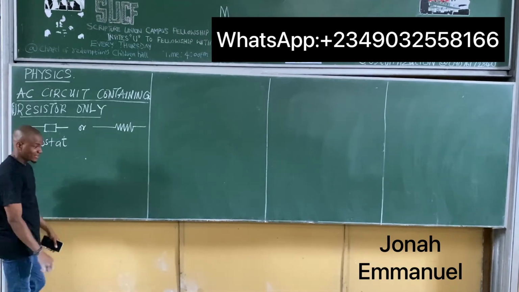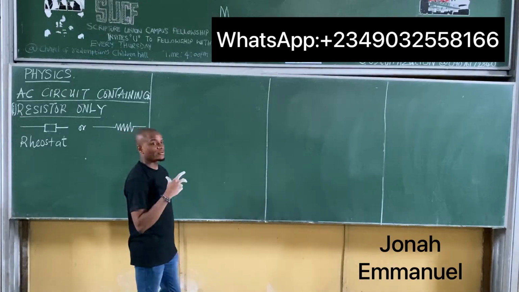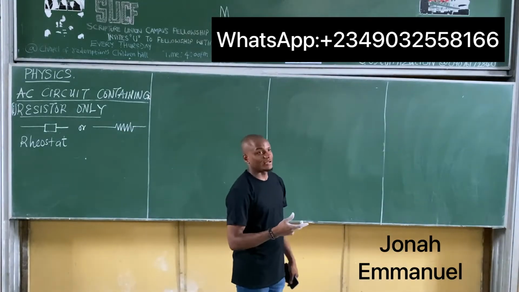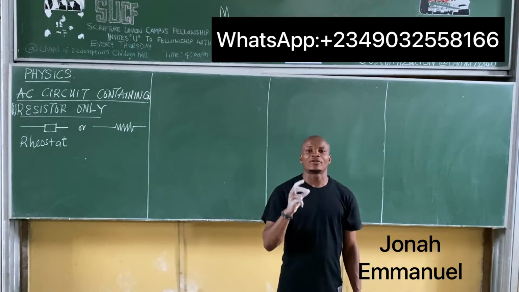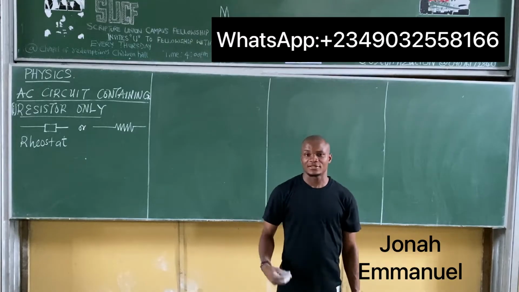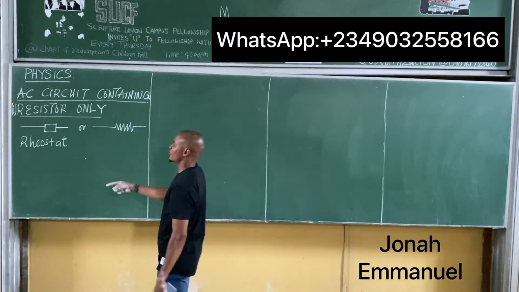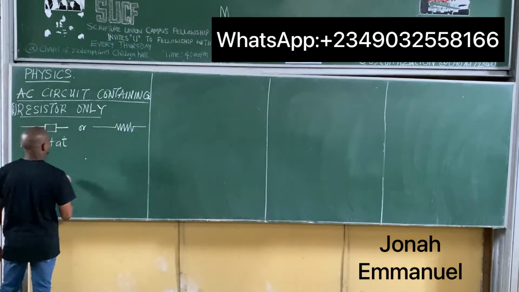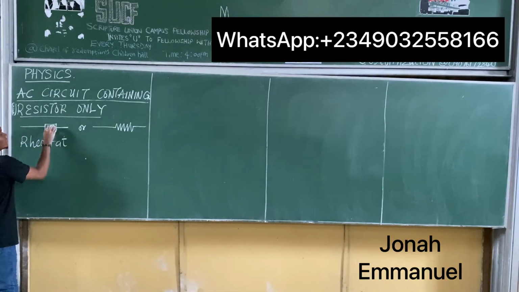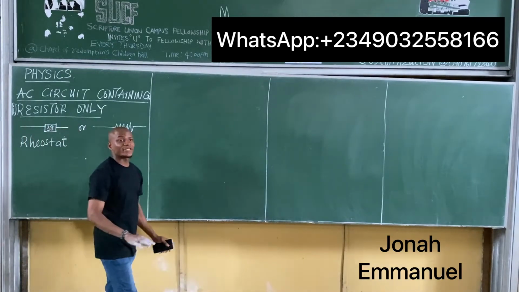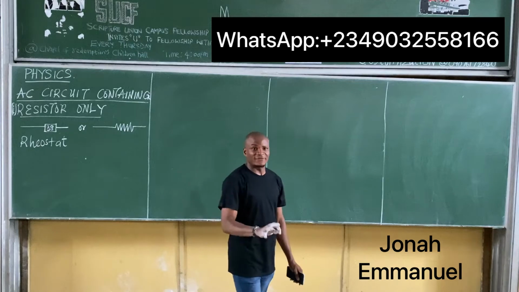A rheostat is simply a variable resistor. What does it mean? It's a resistor whose value can be altered. That's it. Usually, if I have a resistor, let's say this resistor is 3 ohms, for instance, it will always be 3 ohms. It doesn't change.